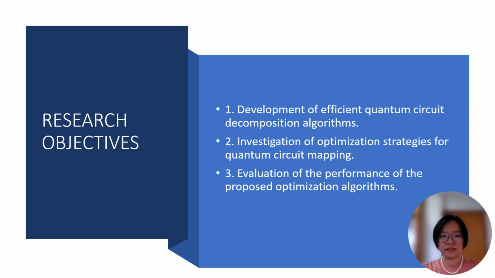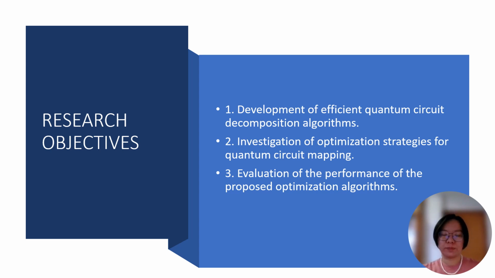2. Investigation of optimization strategies for quantum circuit mapping. This objective involves exploring different strategies and techniques to optimize the mapping of quantum gates onto physical qubits. The research aims to decompose quantum circuits while satisfying the physical constraints, resulting in reduced circuit depths and the number of required quantum gates to enhance the overall performance of the circuit.